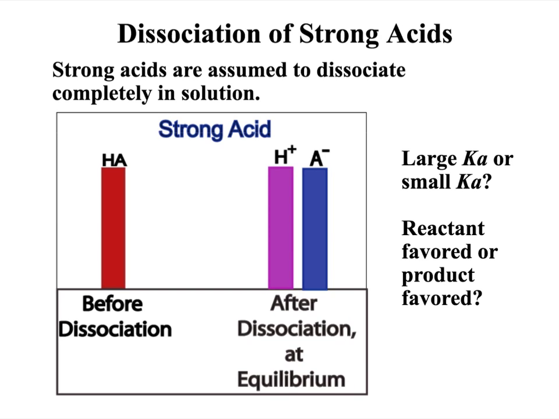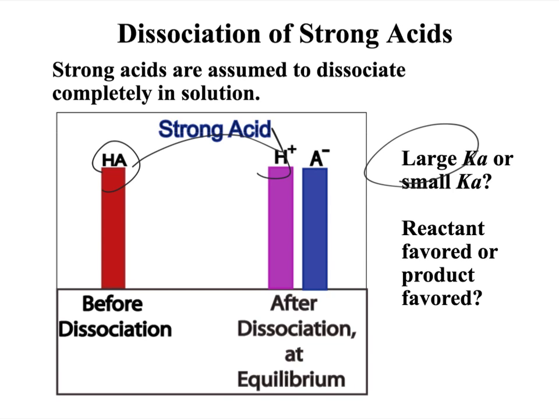And as you can see, if you have a strong acid, all of the stuff dissociates, right? So whatever you have here turns into that. So would you expect a large or small Ka for something that dissociates completely? You would expect a very large one. Lots of products, no reactants, because it all went from HA to H and A. So that's what the deal is with strong acids.